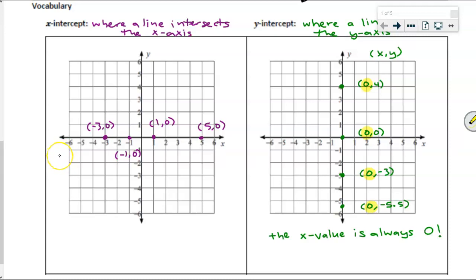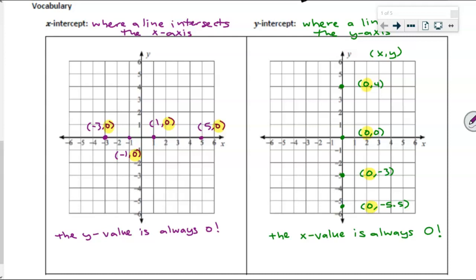Let's go with Emery. Yeah, the y-coordinate is always 0. So we're going to write that down as well. Y value is always 0. And again, why is that happening? Why is the y value always 0?